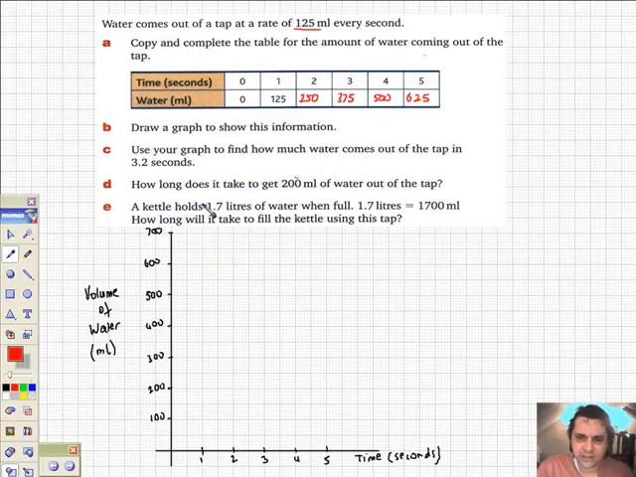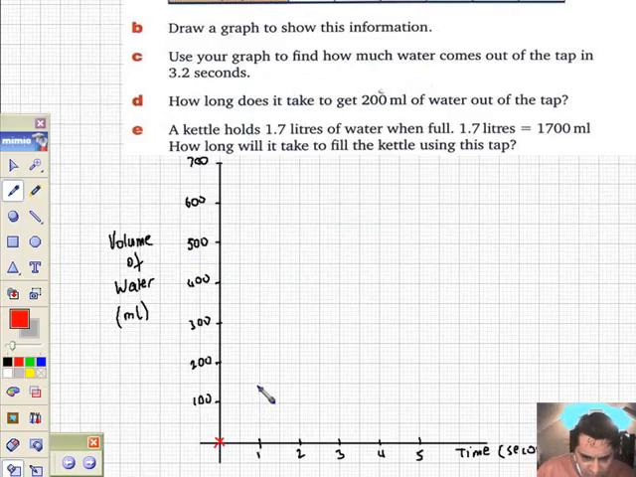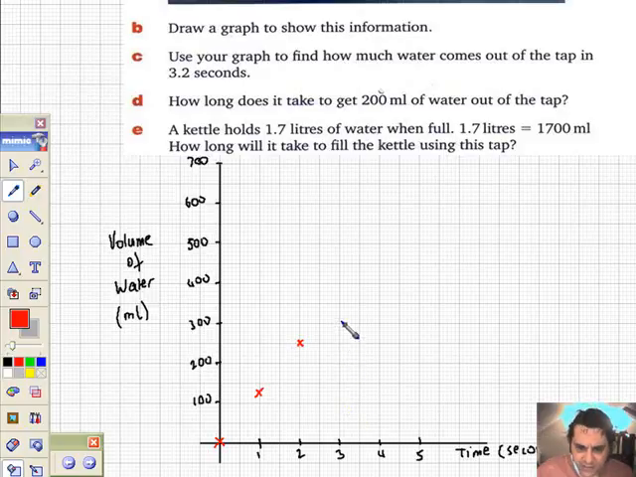Well, clearly 0, 0 is a valid number. After 1 second, 125. Really hard to plot. 100, 150, 200. So 125 is going to be right in the middle there. That's the best way I can judge it. 2 seconds, 250. That's quite easy to do. Right there. 3 seconds, 375. Well, that's 350, 400. 375 right in the middle. 4 seconds, 500. No problem there. And 5 seconds, 625.